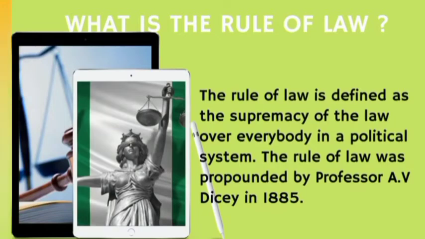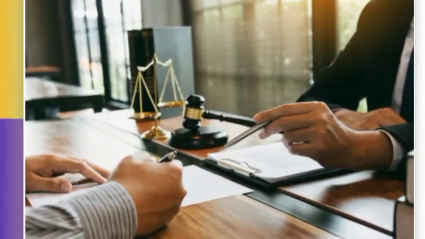What is the rule of law? The rule of law is defined as the supremacy of law over everybody in a political system. The rule of law is seen as a provision made by the Constitution with emphasis on supremacy of the law, equality before the law, and the presence or inclusion of the principle of individual rights.